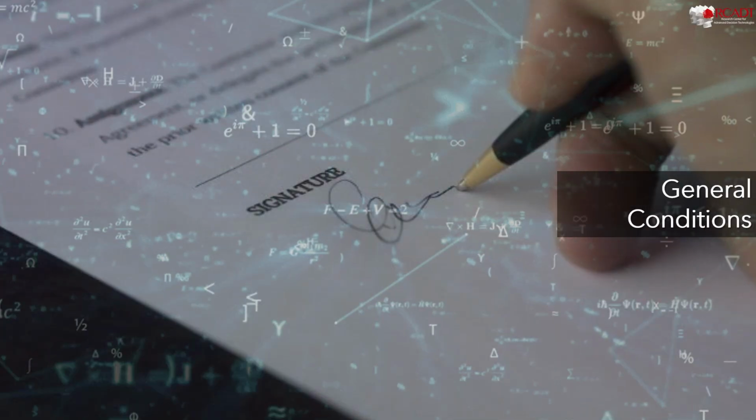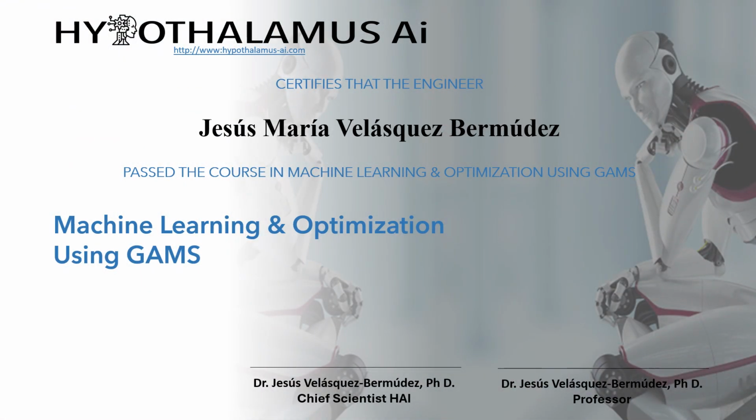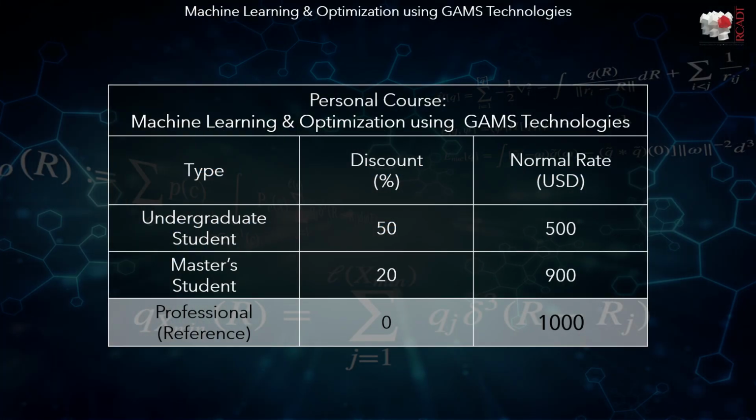General conditions. R-CADT and/or High issues a certificate signed by the scientific coordinator, for which the student must participate in at least 20 conversation sessions. The price of each module is 1,000 US American dollars. Student discounts are offered as follows: 50% to undergraduate students, and 20% to master's students.